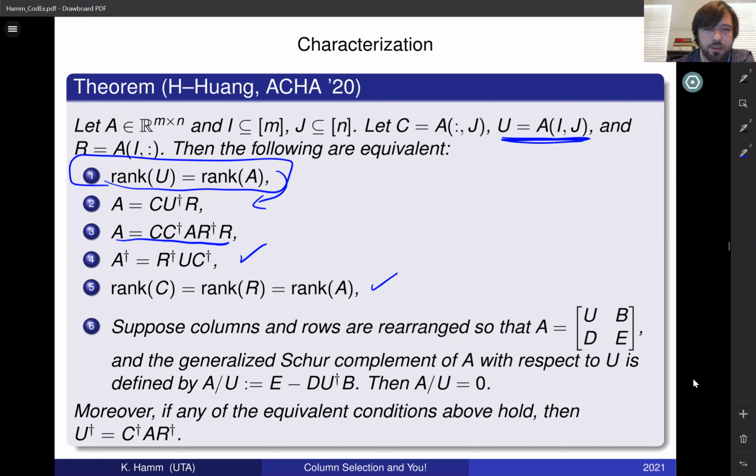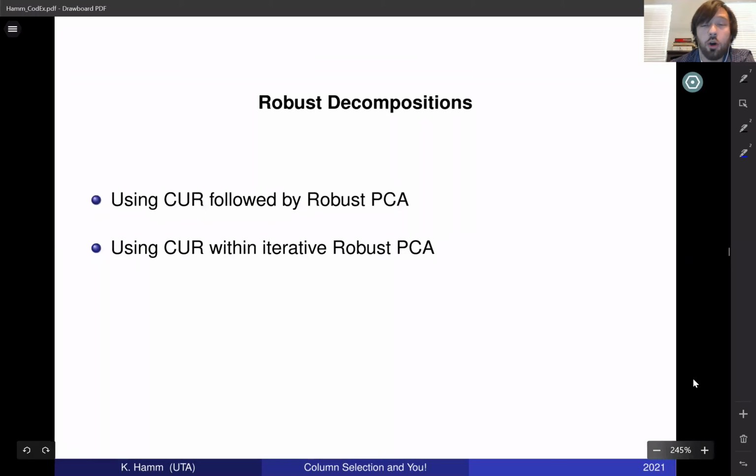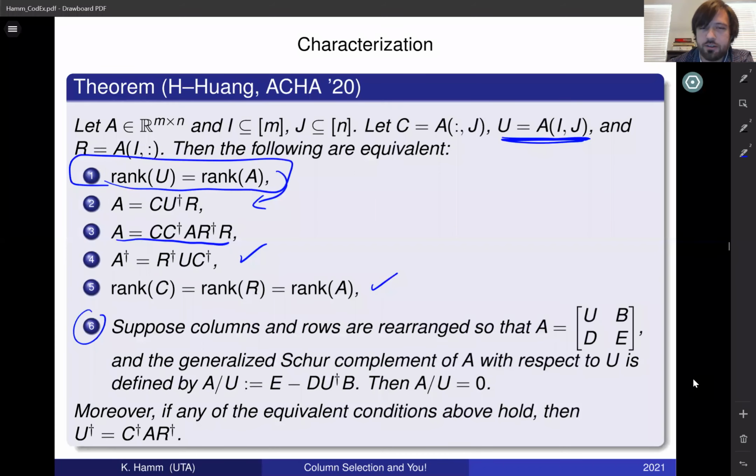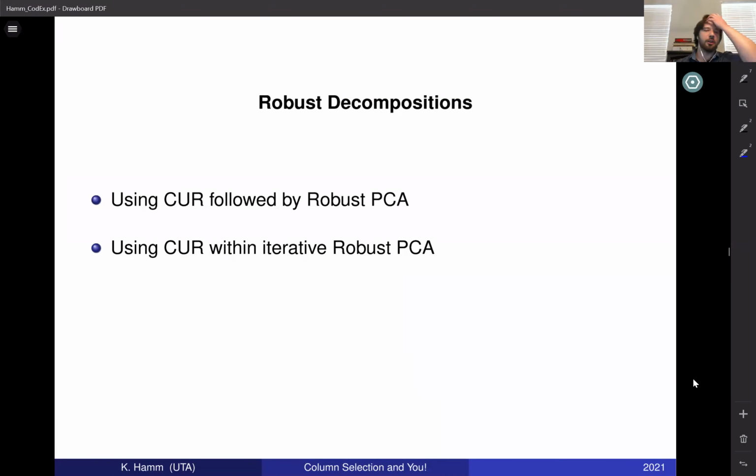I'll skip the Schur decomposition one, but 6 is actually most in line with what's in the Penrose paper from a long time ago. Oh, by the way, I will mention at this point, if I have time at the end, I will discuss a very recent extension of this to tensors and tensor CUR type decompositions. If I don't get to it and you're interested, feel free to log that away and ask me a question at the end. So now I want to talk about some recent results.